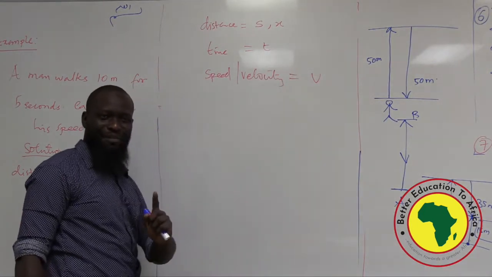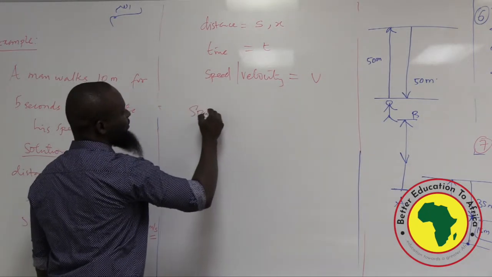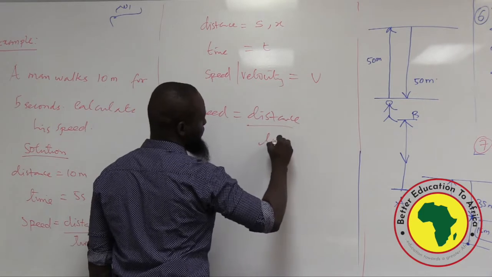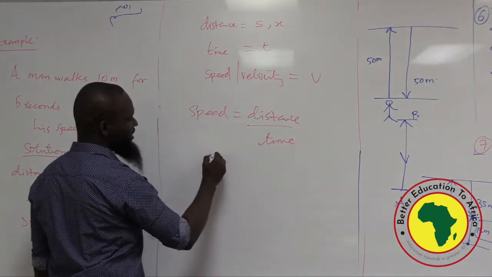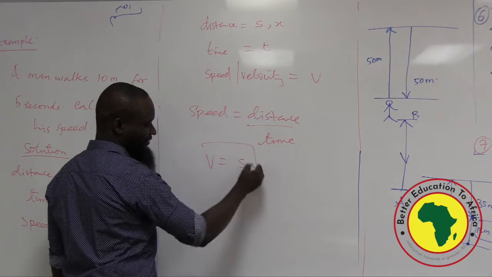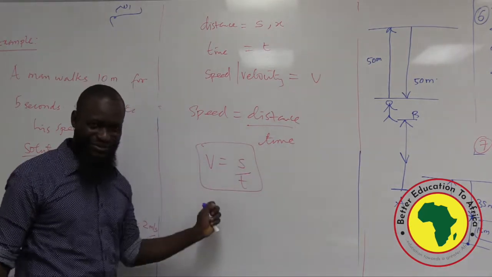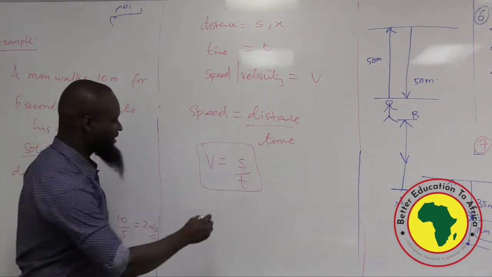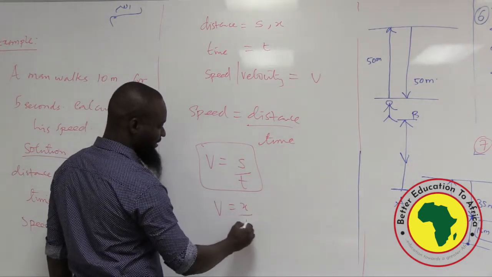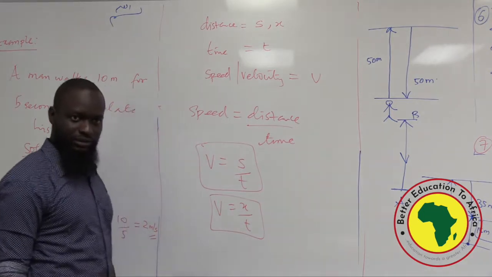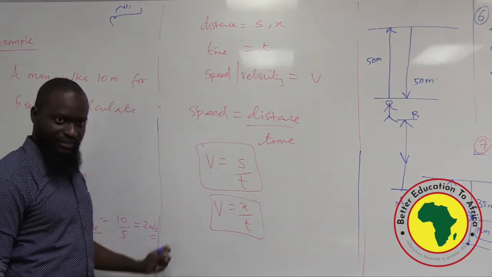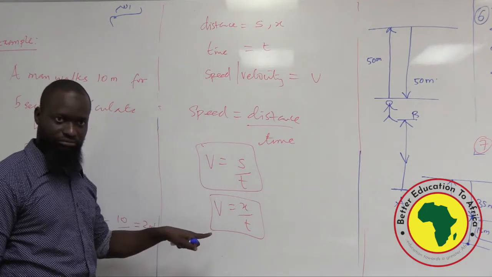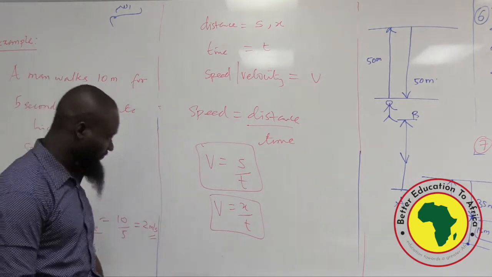So if I see a symbol for speed, I say speed is distance divided by time. I could say V is S divided by T. Don't get confused. V here is still speed, okay? S is distance. Or I can say V is X divided by T. So don't get the notations mixed up. V here can be speed, and V can also be velocity.